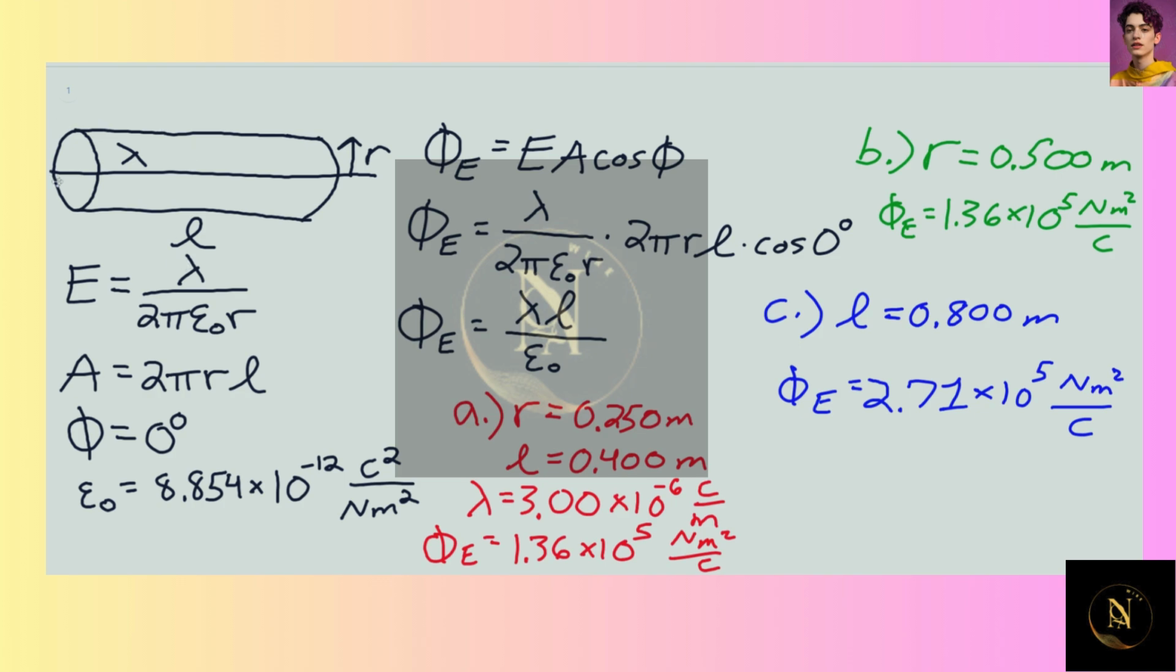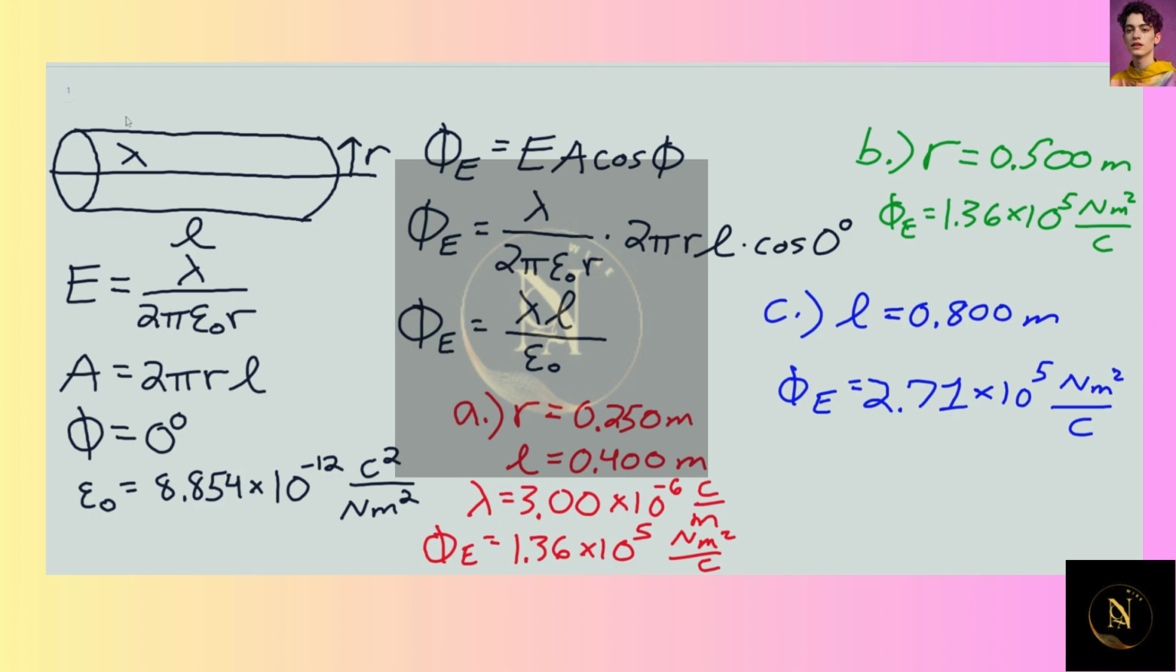Part A, what is the electric flux through the cylinder due to this infinite line of charge? Part B, what is the flux through the cylinder if its radius is increased to r equals 0.500 meters? And C, what is the flux through the cylinder if its length is increased to L equals 0.800 meters?